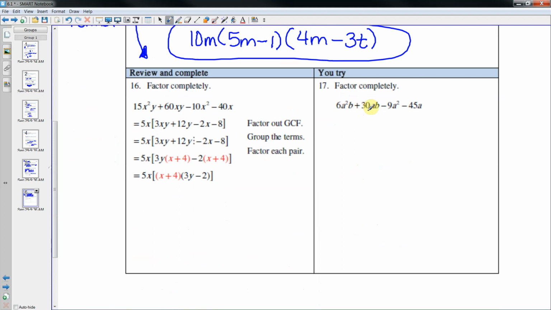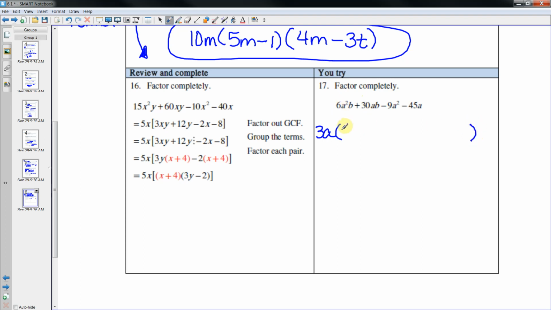So 6ab squared, let's see if there's a GCF. I believe a 3 at least will go into all of those. So let's take out a 3. I've got a squared, an a is in all of them, but I don't have a b in all of them. So 3a is my GCF. So let's divide out a 3a.